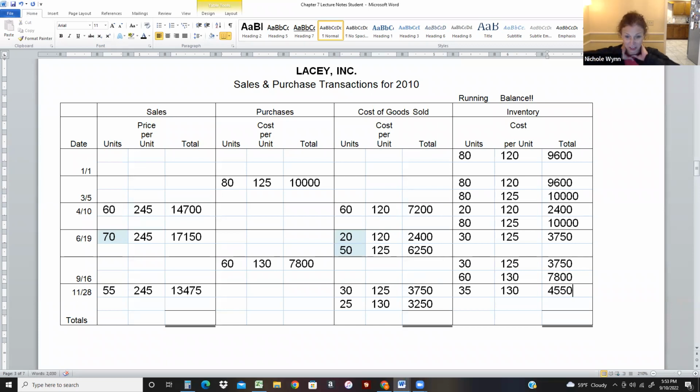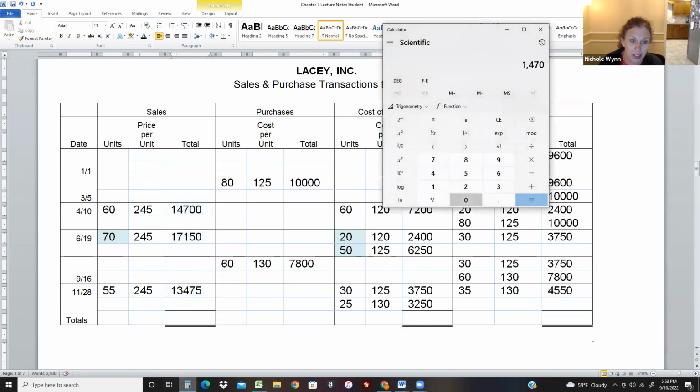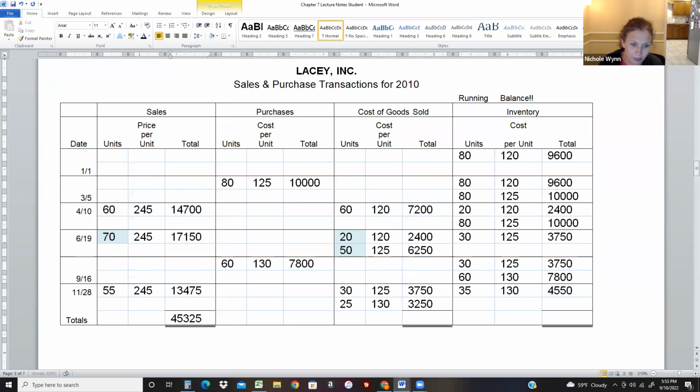All right. So now what I can do is I can go ahead and do some totals. So in total, it looks like I made sales to customers 3 times. So my total revenue is 14,700 and 17,150 and 13,475. 45,325. I can total this column, but I don't need it anywhere on the income statement. So I don't normally. If you want to put a total, I don't care. It's 17,800. So if you want to, you can.